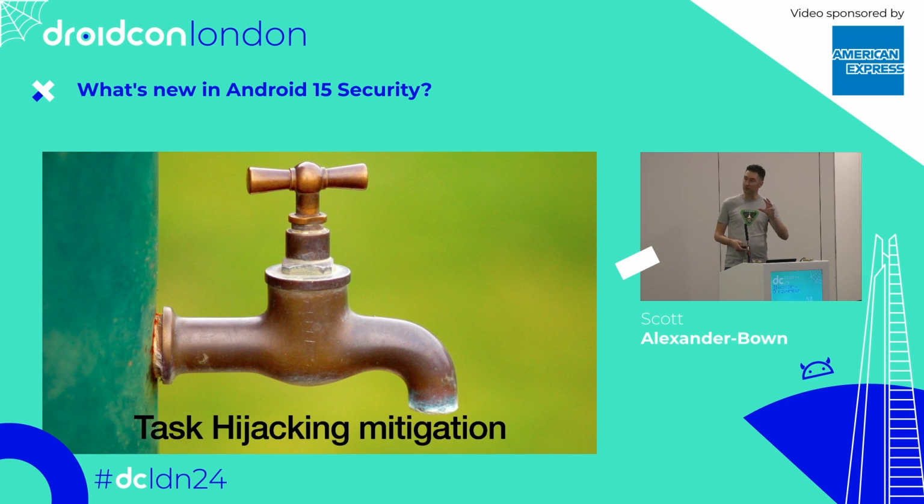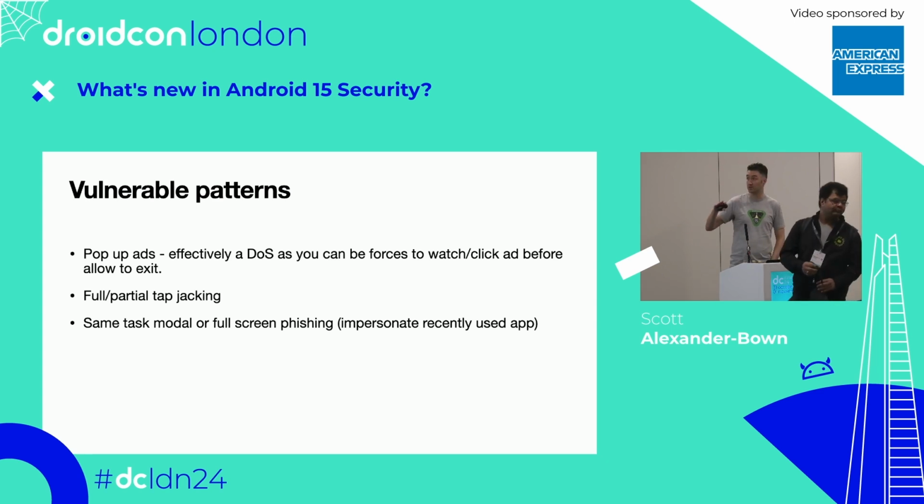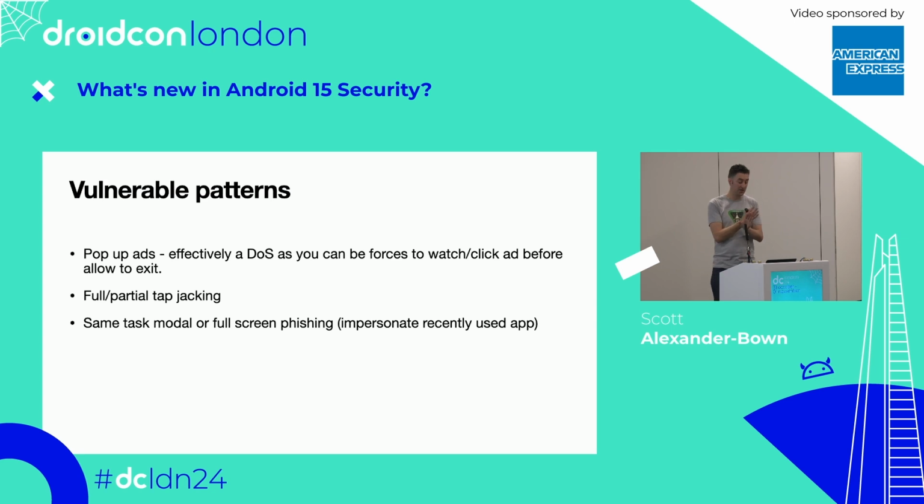But one of the vulnerabilities or ways around this was if you were in the same task, you could get around that. When we're talking about tap jacking, we're talking about pop-up ads that effectively block the full screen and force you to watch it, full or partial tap jacking where you're intercepting taps to the screen, and also modals where you're phishing an existing app that's there. So that's tap jacking in general, but the idea of task jacking was you could circumvent some of those protections if you were in the same task as the target app.